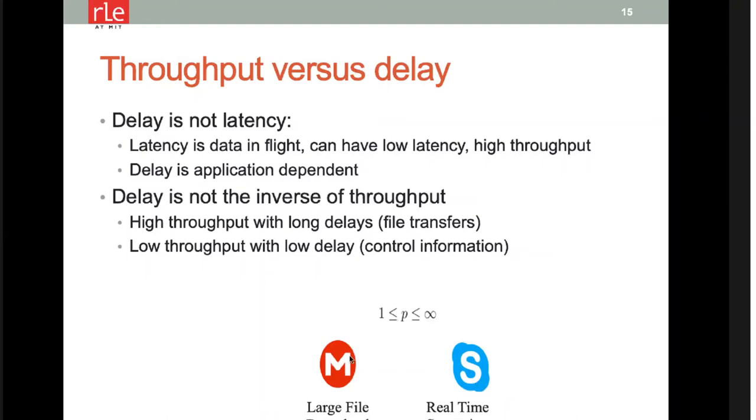If all I care about is having a huge file and the final time until that huge file finishes, that's when I might use the kind of rateless codes that I mentioned before, like the Qualcomm Raptor codes. One of the things I want to make clear is that delay is not latency, by the way. Latency is data in flight. I can have low latency and high throughput, and I can have the same delay and just bump up the bandwidth and have higher latency. Delay is application dependent, and delay is not the inverse of throughput. Now, this may be a bit counterintuitive, but it's very important. I can have high throughput with long delays.